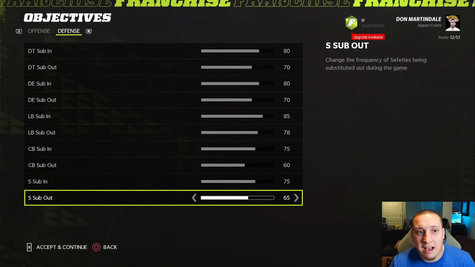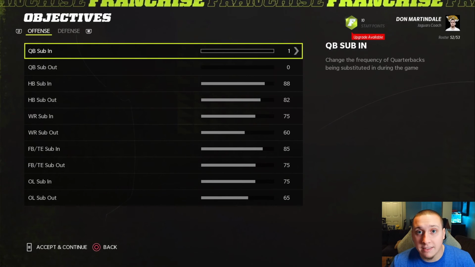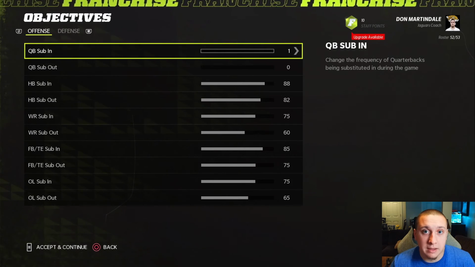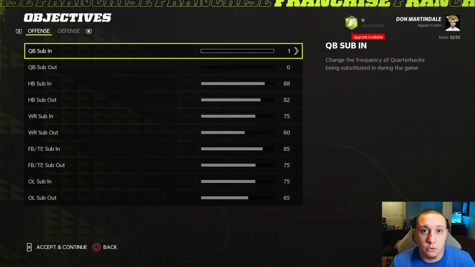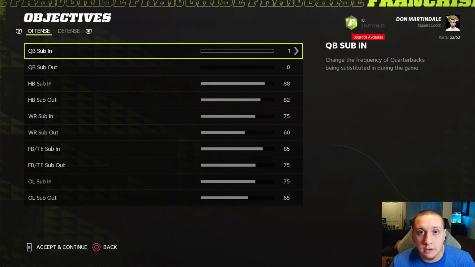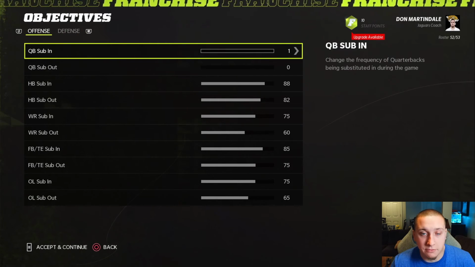But that's where we have these thresholds set, and this is where I've seen actual improvement in terms of players not coming off the field late into the season and not staying off the field, for example.